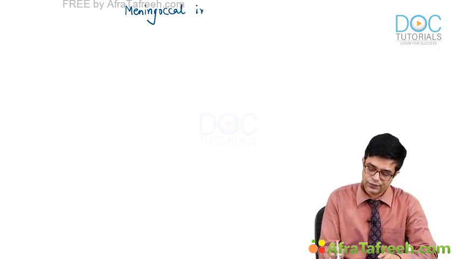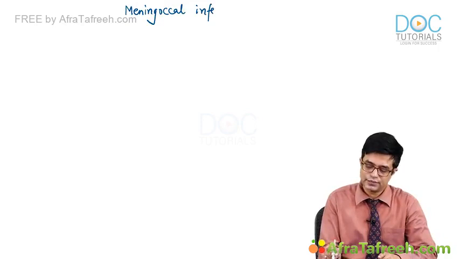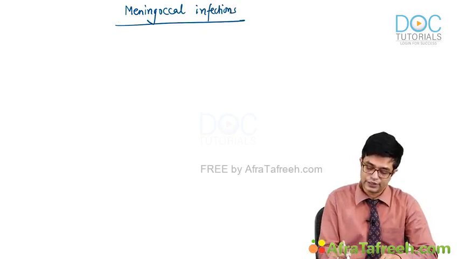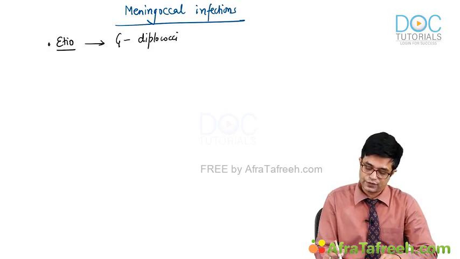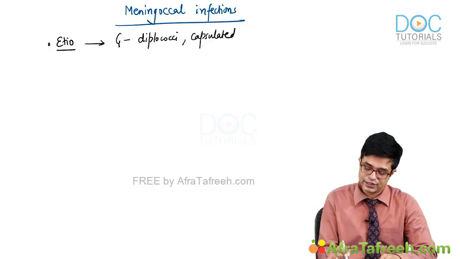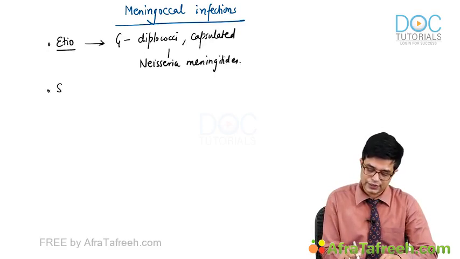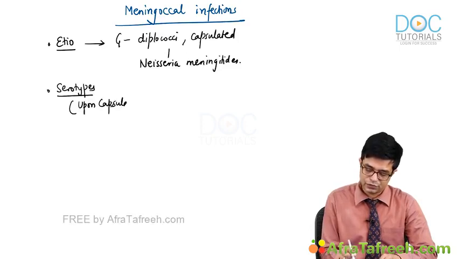The third important infection we will be discussing is meningococcal infections in children. Meningococcal infections are often asked in exams, but are often missed by students. First of all, what is the etiological agent? It is a gram-negative diplococcus, a capsulated organism called Neisseria meningitidis. There are multiple serotypes of this bacteria which are prevalent, which are based upon capsule type.